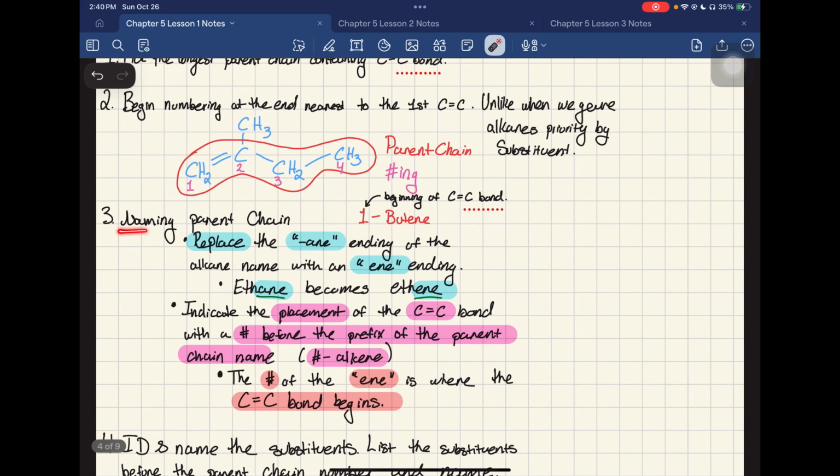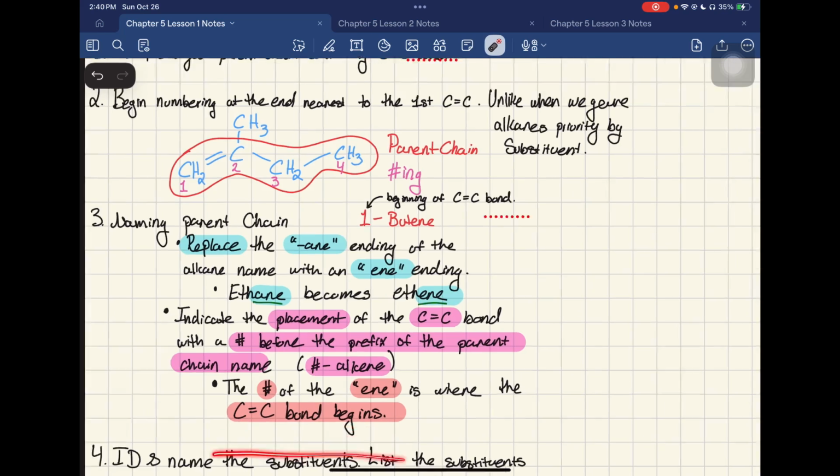So third, naming the parent chain. You are going to replace the ane ending of the alkane name with an ene ending. So ethane becomes ethene. So next, you indicate the placement of the carbon double bond with a number before the prefix of the parent chain name. So it goes number and then alkene. The number of the ene is where the carbon double bond begins.